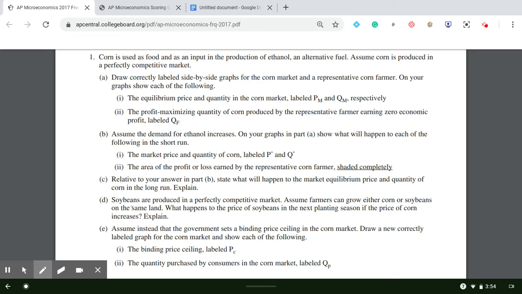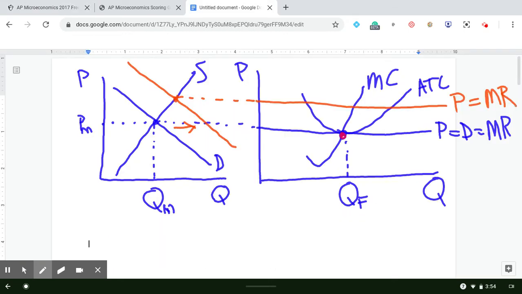So we want this area of profit, because it'll be a profit now. Look, his price is right here, his marginal revenue is right here. This is the profit maximizing point. So this will be Q. Oh, I forgot to do my Q star and my P star.